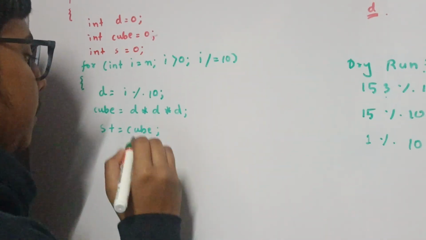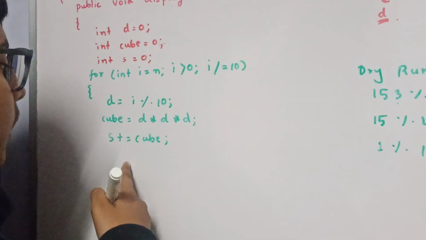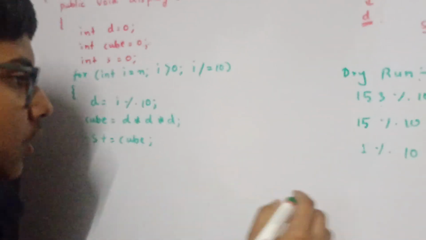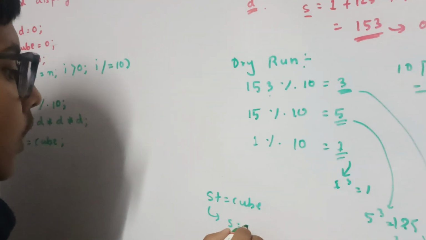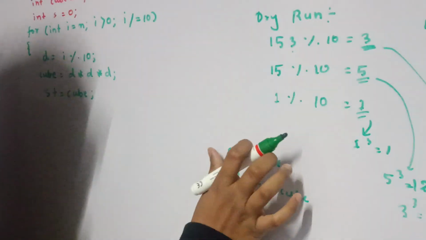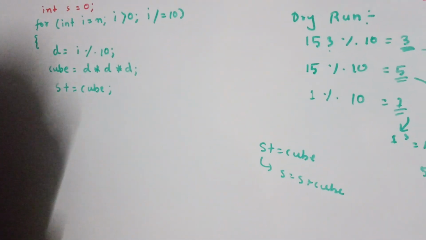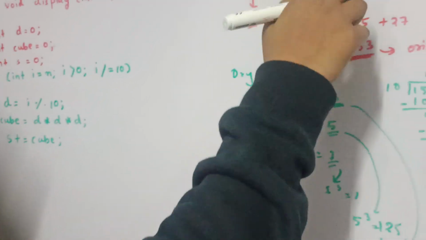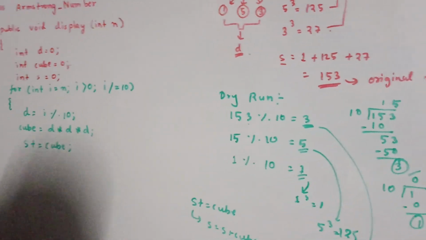And lastly we have to perform the sum. S plus equals cube. This plus equals operator means S will be equal to S plus cube. In place of writing it fully, we write S plus equals cube. This means S equals S plus cube. This is an assignment operator. So we have finally stored the sum of the cubes in a variable S. So this was our loop.